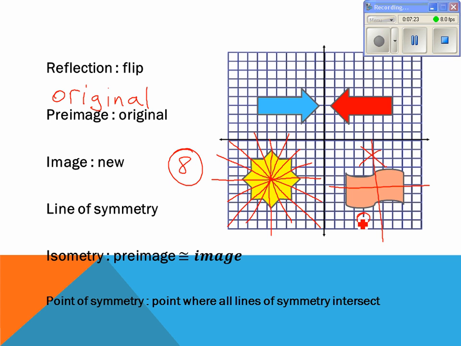Let's jump down to this. Point of symmetry. The point of symmetry is going to be where all the lines of symmetry meet. So that's that point right there. That's all point of symmetry is. Something that you probably didn't learn in the past, but it's nothing real difficult.